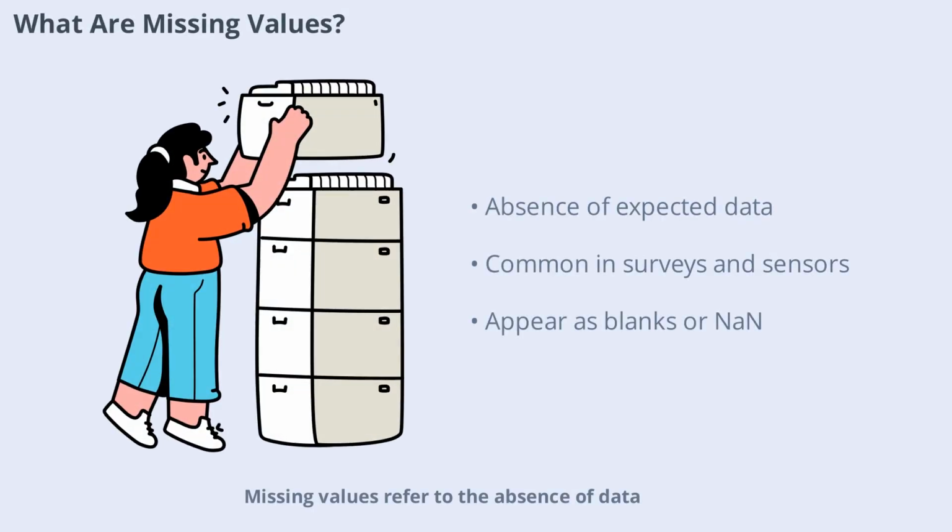Missing values refer to the absence of data in a dataset where a value is expected. This can happen for various reasons, such as errors during data collection, equipment malfunctions, or respondents skipping questions in surveys. Recognizing missing values is the first step in addressing them. They might appear as blanks, None, or other placeholders depending on the data source. Identifying these gaps early helps prevent problems later in your analysis. Next, let's look at the different types of missing data you might encounter.